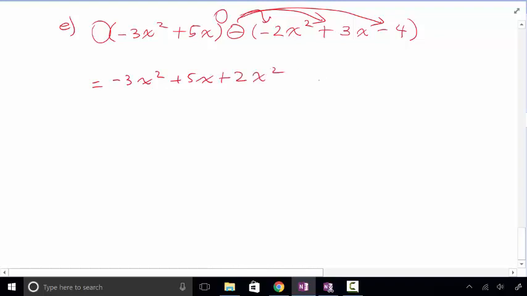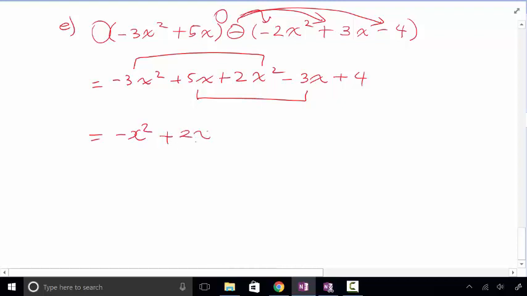Positive 2x squared. And then negative 3x and positive 4. Add like terms. So negative 3x squared will add to the 2x squared. The 5x will add with the negative 3x. So what do you got? Negative x squared plus 2x. Am I done? No, because there was that lone one there that I can't do anything with. So I do plus 4, and we're done. Understand? Okay.